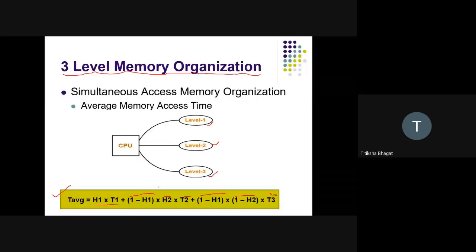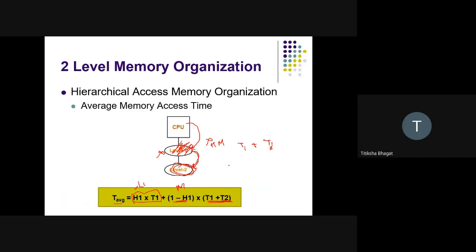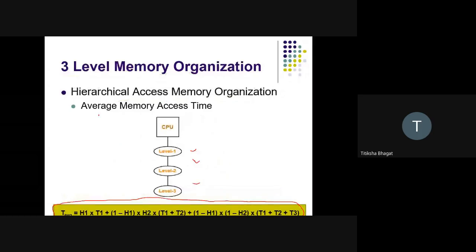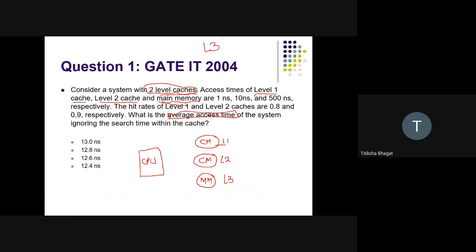So actually we are having a three level organization. Here level 1 is our cache memory 1, level 2 is our cache memory 2, and level 3 is our main memory according to our example. But what type of organization is it? Whether it is a simultaneous memory access organization or a hierarchical memory access organization is not mentioned in the question.